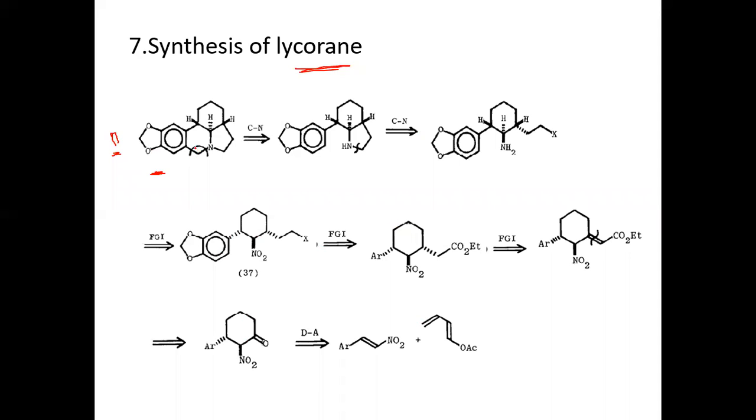In the first step, we are disconnecting this methyl group. We are removing this methyl group. In the second step, we are disconnecting here. If we disconnect, we'll get an NH2 and we'll get an alkyl halide. Look at here, we got an NH2 and we got an alkyl halide. Next, we are converting this amine into NO2. You know that it is an oxidation process, functional group interconversion.